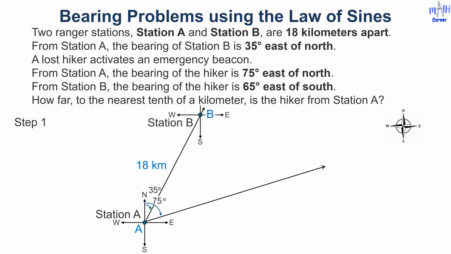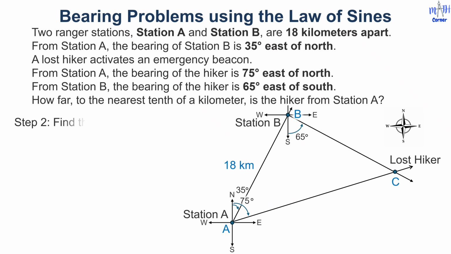From Station B, draw a ray at 65 degrees east of south toward the hiker. This time, start facing south, then turn 65 degrees east. These two rays meet at the location of the hiker. Represent the hiker by point C. The points A, B, and C form triangle ABC. Step 2. Find the interior angles.